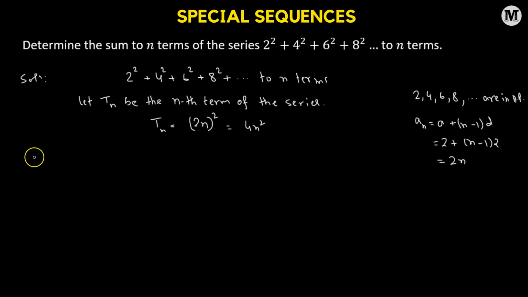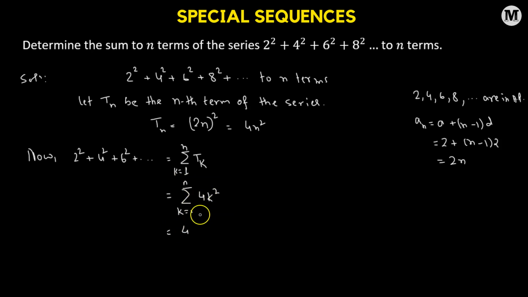Okay, now to find the sum of 2 squared plus 4 squared plus 6 squared all the way up to n terms, this is the same as taking the sum of the nth term of the series. So in place of n, we're going to use k, where k is an index that runs from 1 to n. Fine. Now we'll replace 4n squared with 4k squared, where k goes from 1 to n. Now 4 being a constant, we can pull it out of the summation sign. So we have 4 multiplied by the summation of k squared, where k runs from 1 to n.